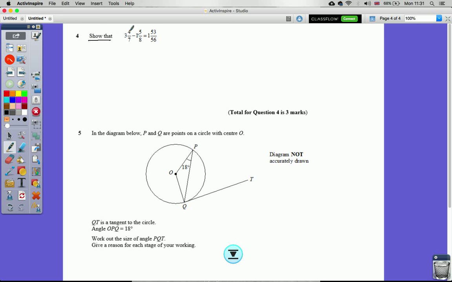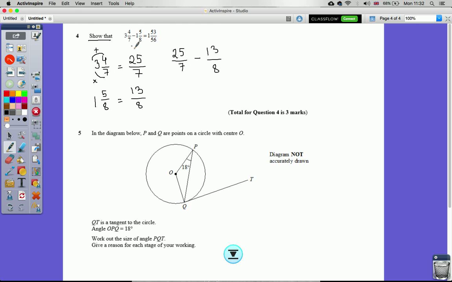So our first task is going to be to convert these fractions into improper fractions. So 7 times 3 is 21, 21 plus 4 is 25. We multiply these two, and we add the answer to the top. So 7 times 3 is 21 plus 4 is 25 over 7. And 1 and 5 over 8 is going to be 8 times 1, 8, plus 5 is 13 over 8. So I've got 25 over 7 minus 13 over 8.